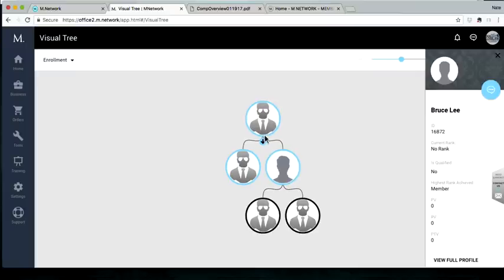Now, when Bob enrolls a new person, that new person ends up going here on the front level, because this is an enrollment tree. It doesn't have to look like a matrix.